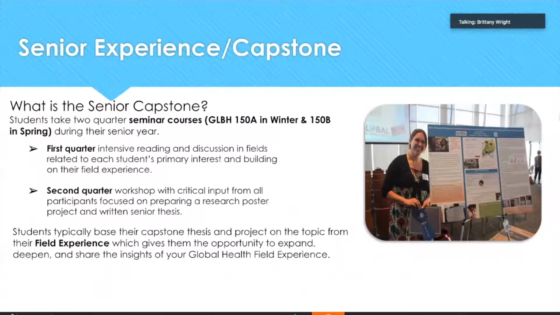During the second quarter, it's going to be workshopping with critical input from your classmates, and it will focus on preparing a research poster and your thesis. So you're going to be guided each week with your draft, creating an outline, bibliography, gathering sources. So this isn't something you need to be worried about before entering into the capstone. It's just something that you will be aware of that you will be completing during your senior year. And it really gives you an opportunity to expand, deepen, and share insights from your field experience or the topic that you're really passionate about in global health.